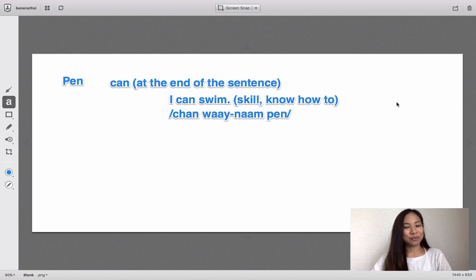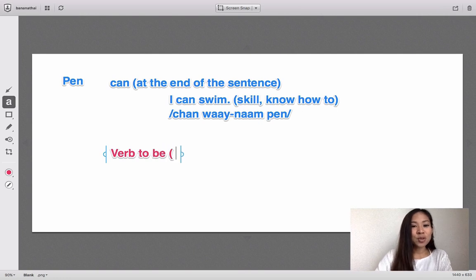The next เป็น is the verb to be from the last chapter. Remember, verb to be is used to give information.